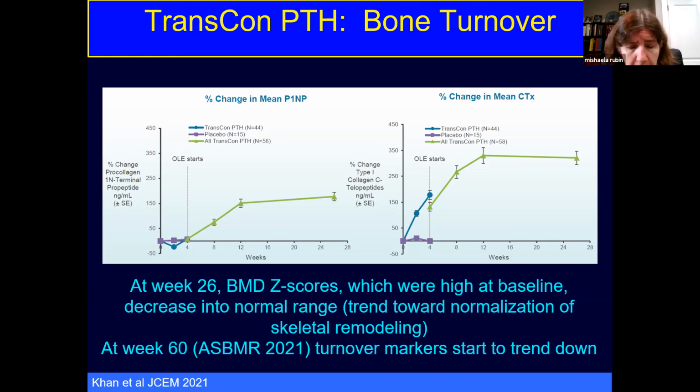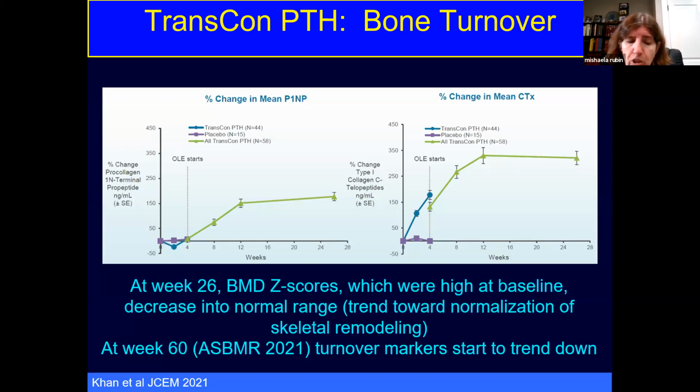And we're only gathering now the information about TransCon PTH on bone, but what we do see is that the bone turnover markers shoot up pretty quickly. This is, again, the osteoblast bone formation P1NP marker, and you can see it's risen up dramatically at 12 weeks. Same thing with the bone resorption osteoclast marker, risen up dramatically at 12 weeks, which shows that the skeleton is waking up, if you will.